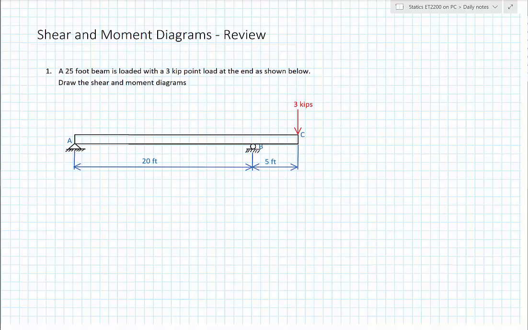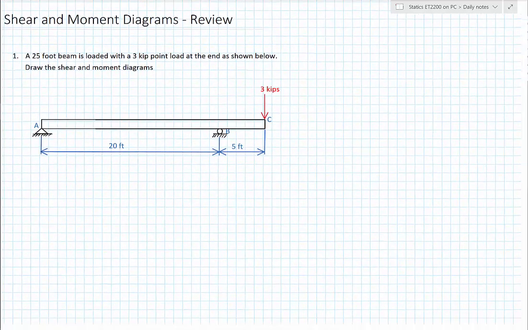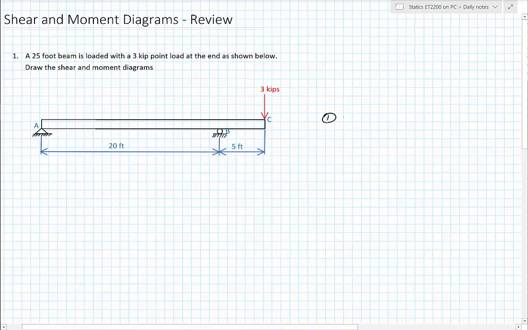All right, so let's take a look at a couple examples on how to draw some of these shear and moment diagrams. This first one, I have a 25-foot long beam, 20 feet between the two supports, with a 3 kip load on the end. We want to draw the shear and moment diagram. So step one is to solve for your reactions.